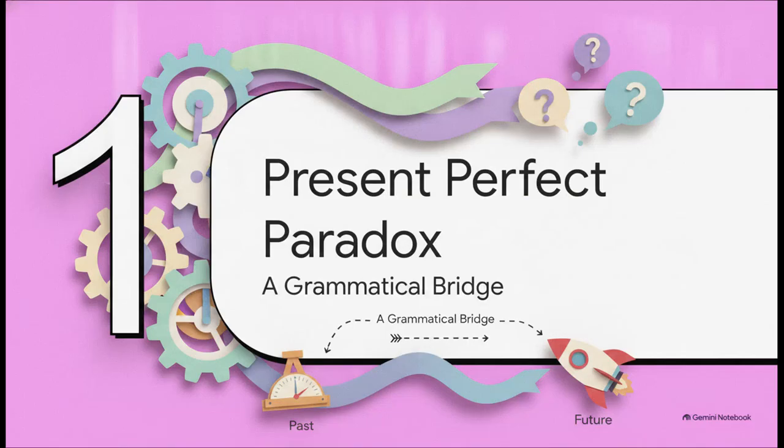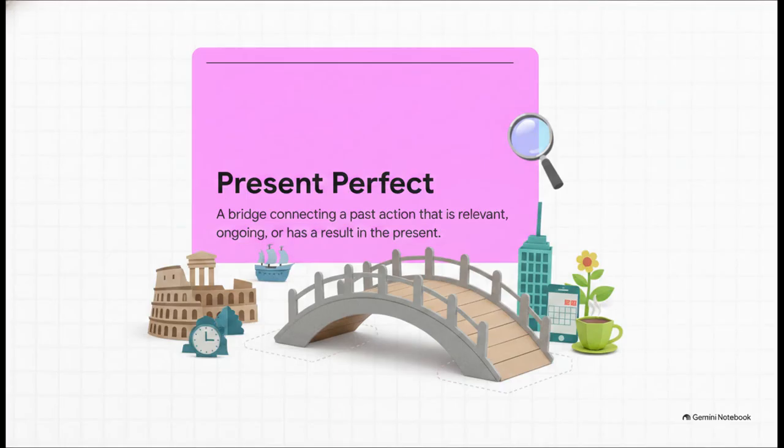Okay, let's dive into section 1, the present perfect paradox, a grammatical bridge. Think of the present perfect as a giant grammatical bridge. It literally connects an action that started way back in the past directly over to the present moment. And why does it do that? Because that past action is still relevant, it's still ongoing, or maybe it has a highly visible result right now. You see, the speaker isn't really concerned with the exact time the action happened. What they actually care about is its connection to the very moment they are speaking. The past is literally touching the present. I want you to keep this bridge image firmly in your mind throughout our whole explainer.